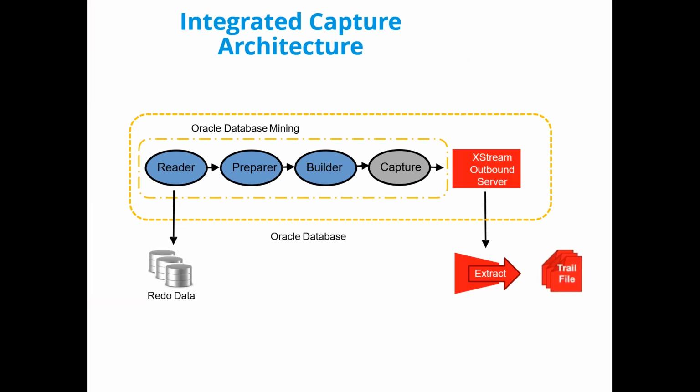So these are the 4 processes responsible for sending the data to the integrated extract. The reader process reads the data, the preparer process prepares the data, the builder process builds the data, and then the capture process captures it and sends it to the integrated extract. When you configure your integrated extract and it establishes connectivity with the database, you will see that 4 processes related to integrated extract are consumed at the database level.